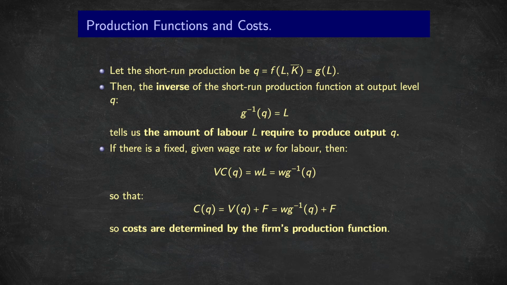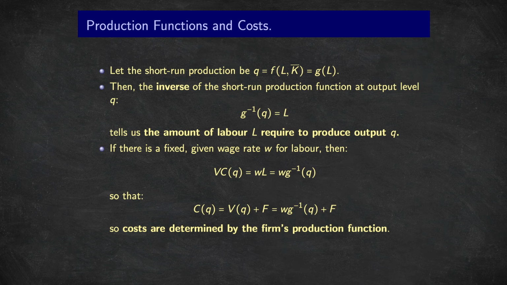If g is an increasing function, then I'm able to invert it. So there exists a function which we call g to the minus 1, which if I plug in a level of output Q, so I take g to the minus 1 and plug in the output level Q, out pops the amount of labour L. So what does this mean? Well, it's saying if I know I want to produce Q, if I plug it into this function g to the minus 1, the amount of labour L that pops out is precisely the amount of labour I need in order to produce exactly Q units of output.